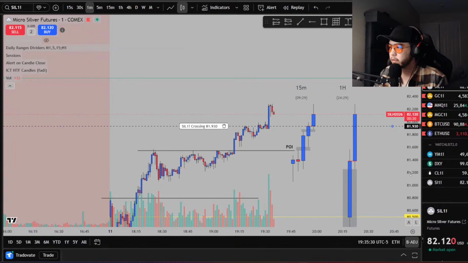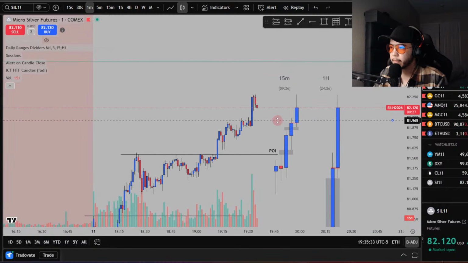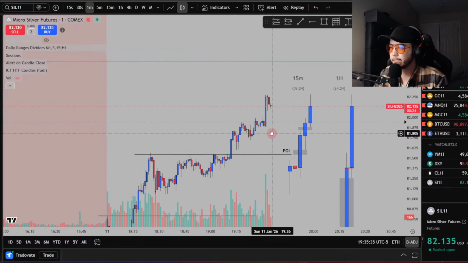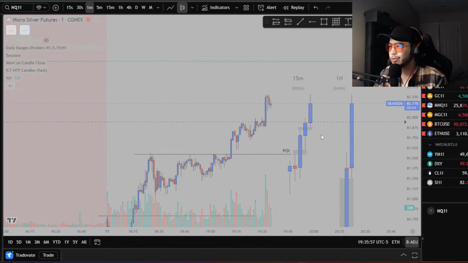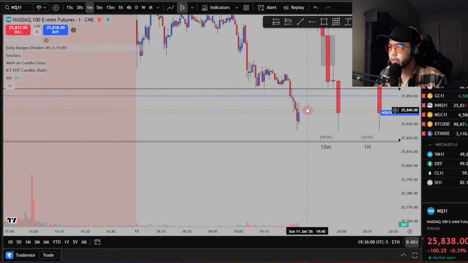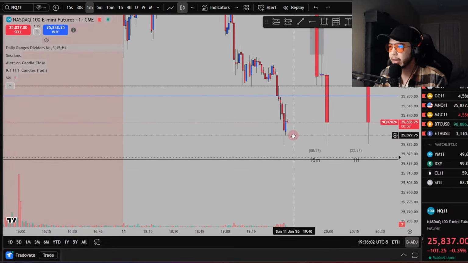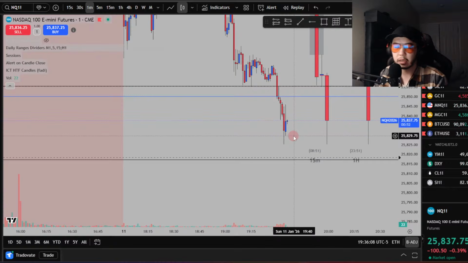For the ICT traders, that's SMT divergence. I don't really pay attention to SMT divergence. I used to when I would trade with the ICT concepts, but it's just too much. The only thing I use nowadays is just inverse fair value gap, and that's it. That's easy to spot. You don't really need an indicator for it.